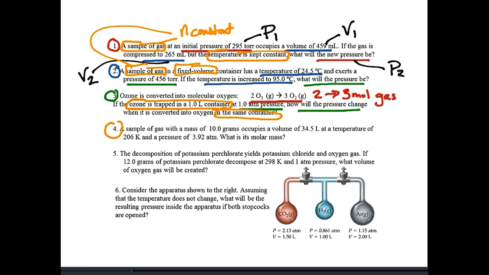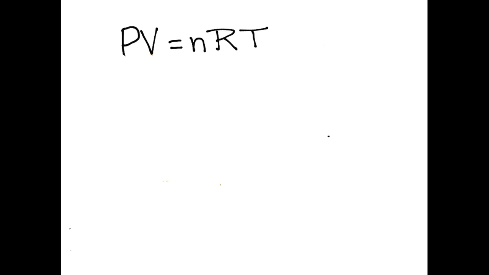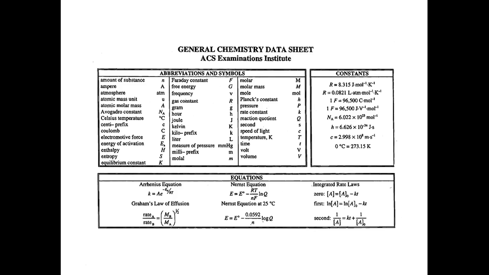Now we're going to move on to number 4. We have a sample of gas with a mass of 10 grams occupies a volume of 34.35 liters at a temperature of 206 Kelvin and a pressure of 3.92 atmospheres. What is its molar mass? So here we just need to use the ideal gas law. So we know V, and we know T, and we know P. So based on the ideal gas law, we should be able to solve for N, which is the only variable.